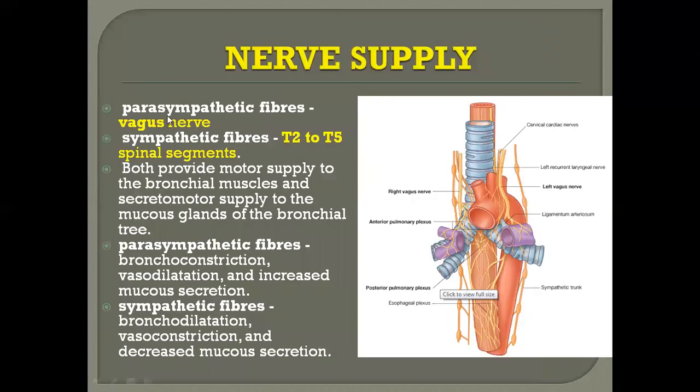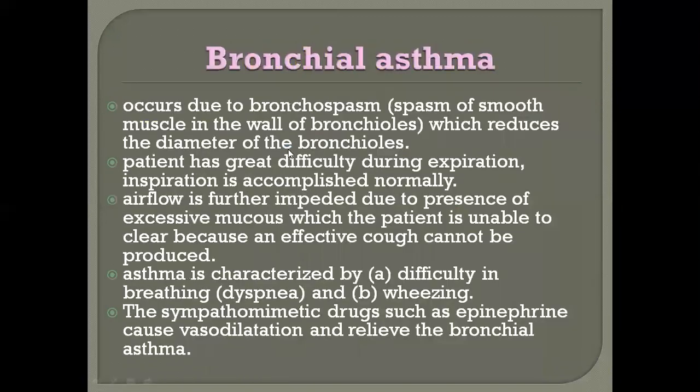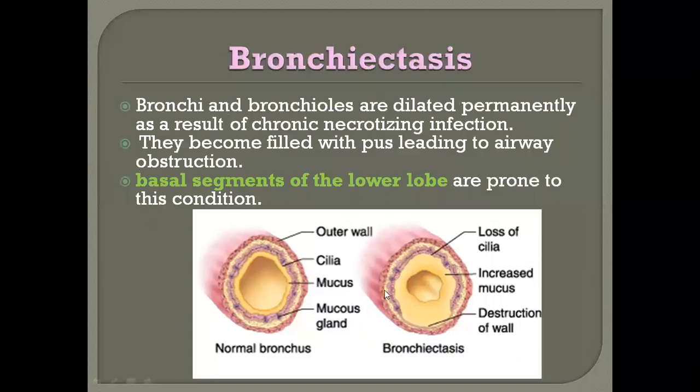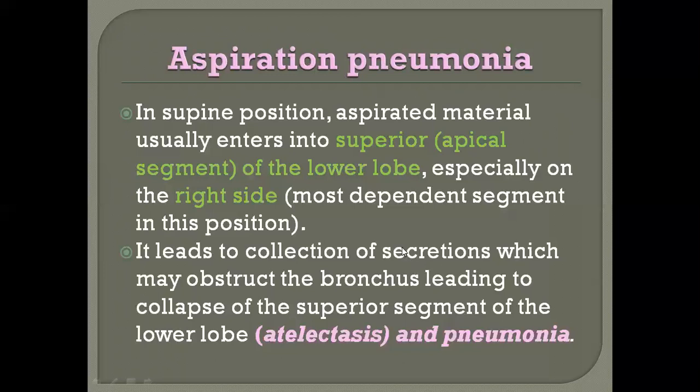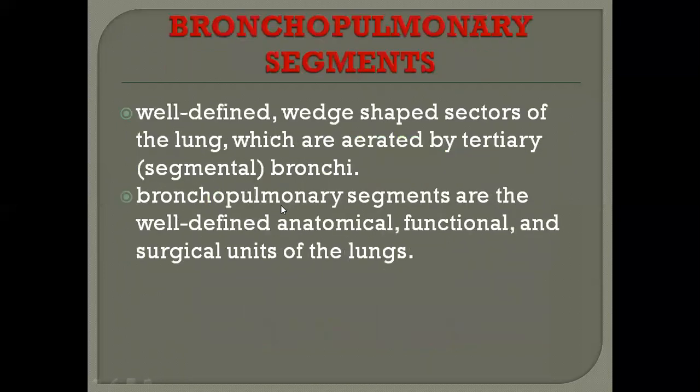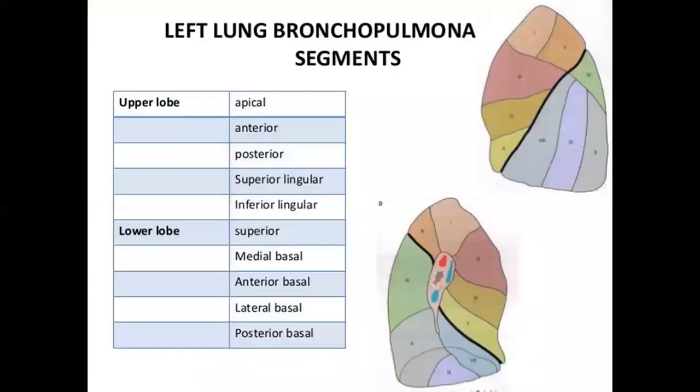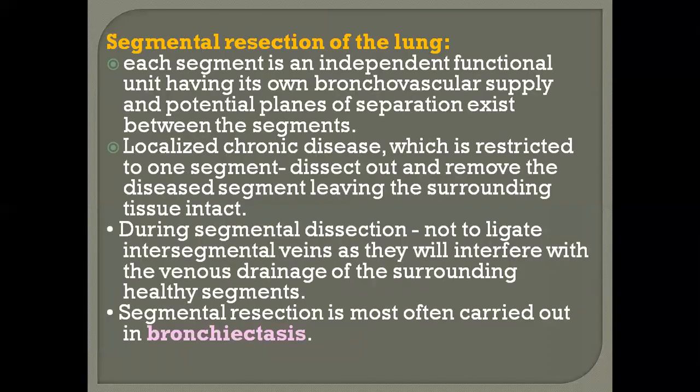Nerve supply, parasympathetic is coming from the vagus and sympathetic fibers are derived from T2 to T5 spinal segments. Bronchial asthma is a clinical condition where you will see spasm of the smooth muscles lining the bronchi and bronchioles, which narrows the lumen of the bronchi and leads to obstruction in the airway. Aspiration pneumonia, where material from the esophagus can get aspirated into the tracheobronchial tree. Bronchopulmonary segments also will be dealt with in the next class. Thank you.